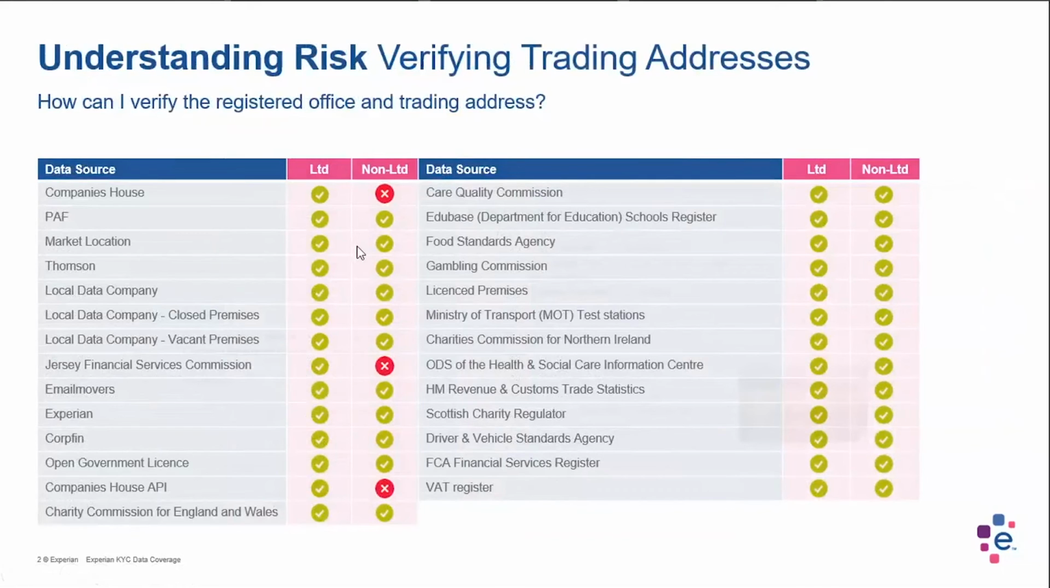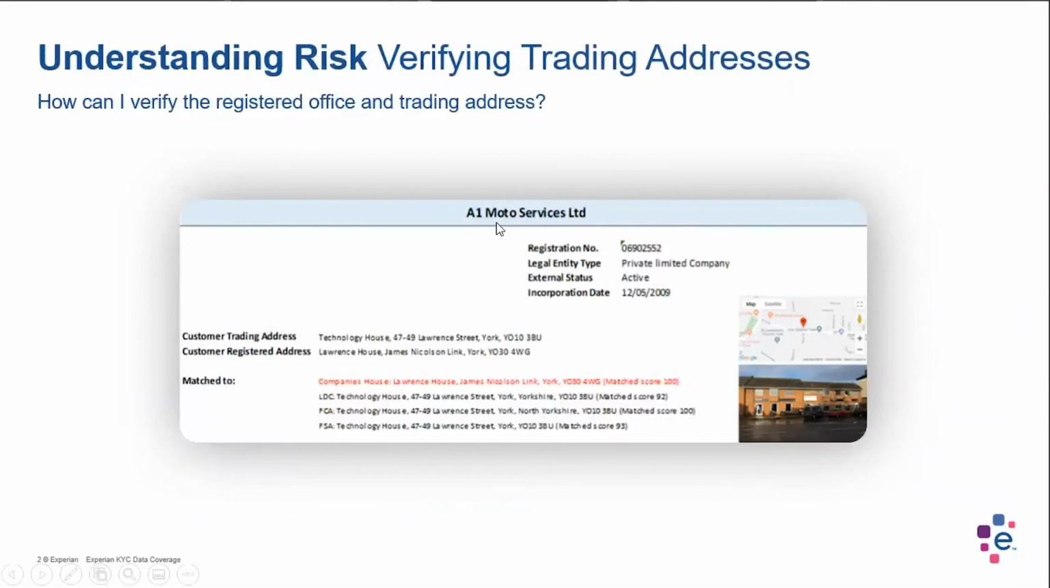And to better illustrate this, have a look at this company here, A1 Motor Services Limited. We've got a trading address and we've got the registered address. The trading address is Technology House, 47 to 49 Lawrence Street in York. And the registered address is subtly different. We've got that at James Nicholson Link in York with a different postcode, YO3 4WG. Plus we can use Companies House data to verify the registered office. We can see that we've got an exact match there.